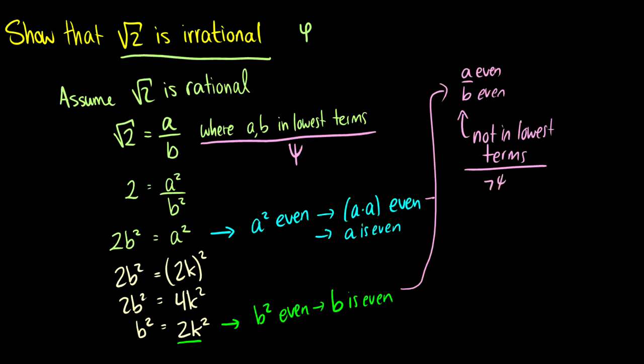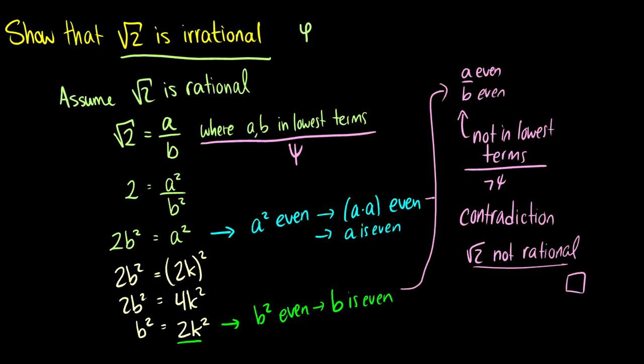So by assuming root 2 is rational, we get a contradiction. Therefore, we have concluded by contradiction that root 2 is not rational. So that concludes the proof of showing that root 2 is irrational. And again, if it's not rational, then it's just irrational. So that's something you've probably seen in class.